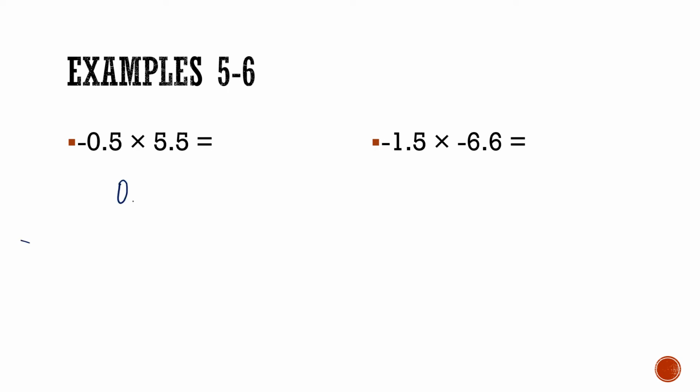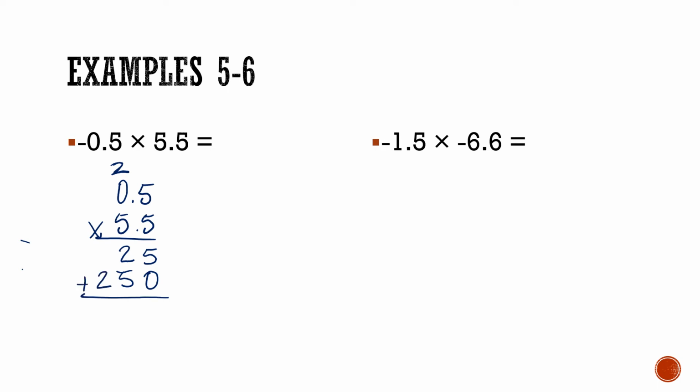So we have 0.5 multiplied by 5.5. 5 times 5 is 25, so we're going to have a 5 and carry our 2. 5 times 0 is 0, but we have to add that 2 that we carried, so that gives us 2. We're going to put a 0 as a placeholder. 5 times 5 is 25, so 5, and we're carrying a 2 again.